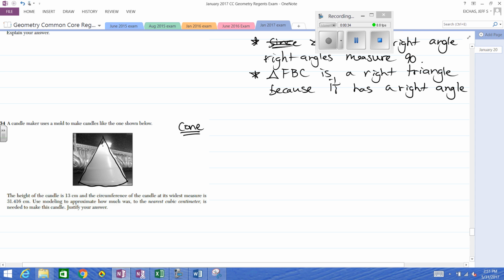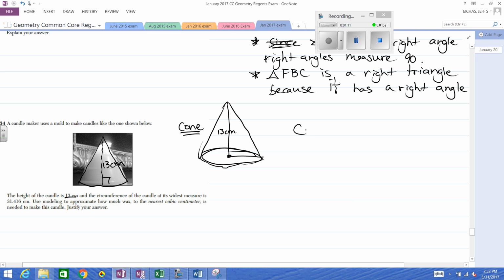Now the height of the candle, they've got 13 centimeters. Let's pay close attention to our units of measure. Their circumference, interesting, is at the widest measure, so that's at the bottom. The widest it gets is at the bottom, so we have our base. They didn't tell us the diameter or radius. They actually told us their circumference, so we'll have to work for the diameter or radius. Let's go radius.